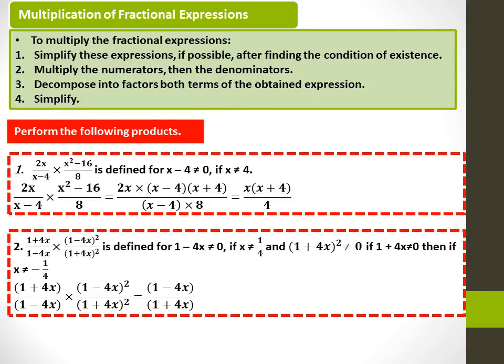2. (1 plus 4x) over (1 minus 4x) times (1 minus 4x)² over (1 plus 4x)². This expression is defined for 1 minus 4x different than 0. Therefore, x must be different than 1 over 4. And (1 plus 4x)² different than 0. Then x must be different than negative 1 over 4. Now we simplify both the numerator and the denominator by (1 minus 4x) and (1 plus 4x). The answer is (1 minus 4x) over (1 plus 4x).